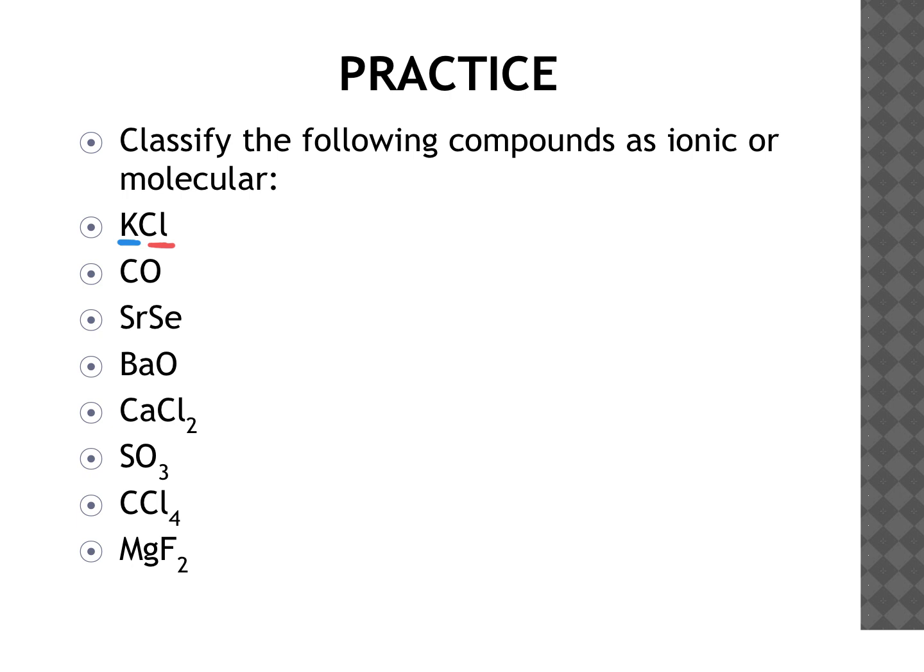And then we're going to look where they fall on the periodic table. Find potassium. Is it a metal or a non-metal? It's a metal. And then find chlorine. Is it a metal or a non-metal? So if it's a metal and a non-metal, what is it? Good.